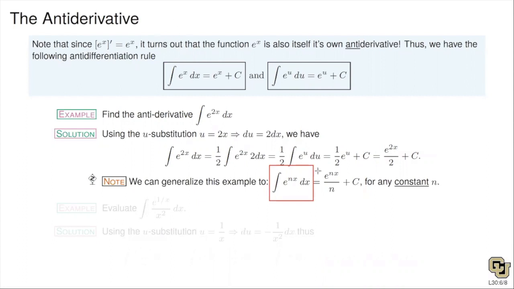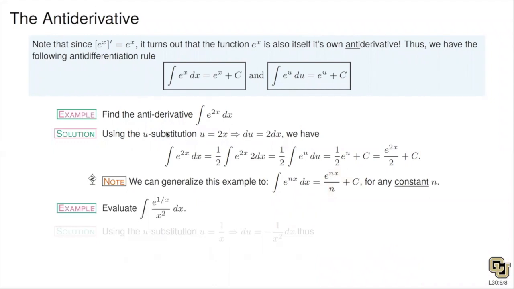Because of this u substitution, we know the answer will be e to the nx plus c, over n. So for example, antiderivative of e to the 7x dx would be e to the 7x over 7 plus c. Or antiderivative of e to the pi x would be e to the pi x over pi plus c. Pi is just a number, right? So yeah, that's one useful u substitution that we'll see a lot and come across quite frequently.